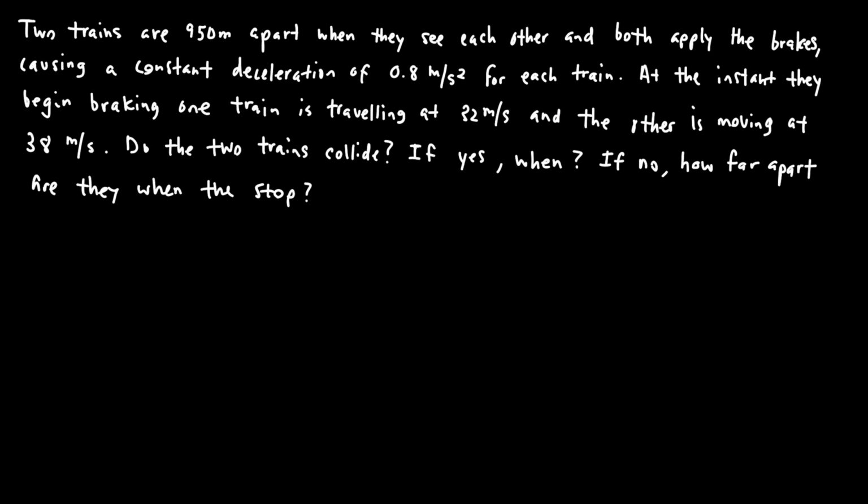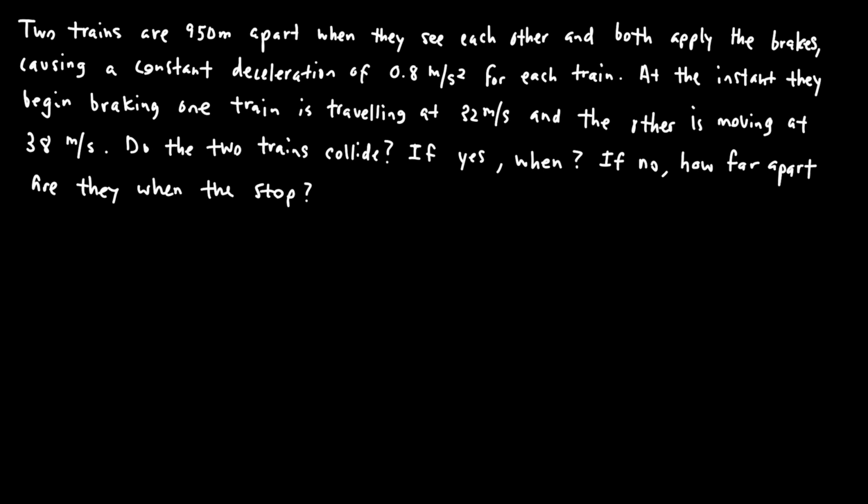Here we have an example of two trains that are traveling toward one another. The problem reads, two trains are 950 meters apart when they see each other and both apply the brakes, causing a constant deceleration of 0.8 meters per second squared for each train. At the instant they begin braking, one of the trains is traveling at 32 meters per second and the other is moving at 38 meters per second. Do the two trains collide? If yes, when do they collide? And if no, how far apart are they when they stop?